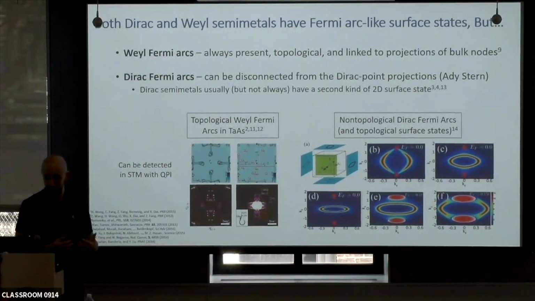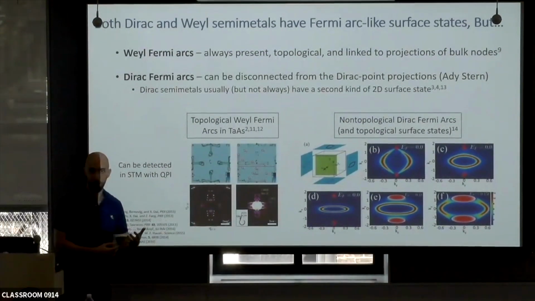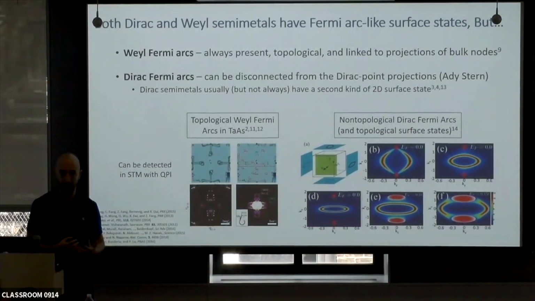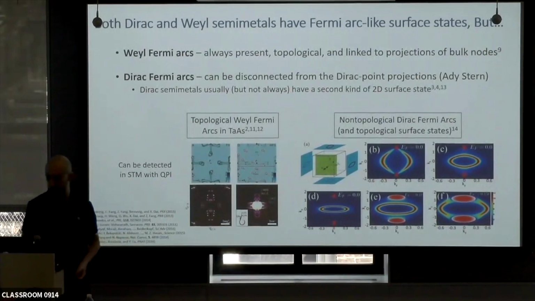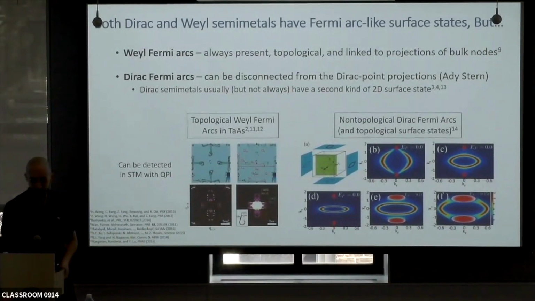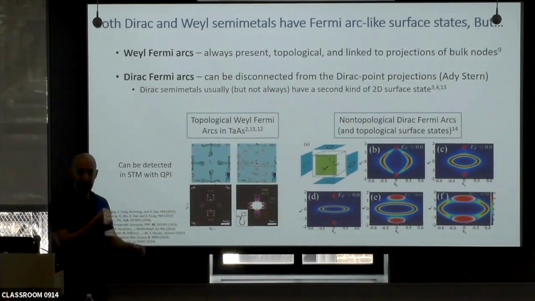Both can be detected with STM and ARPES. But in Weyl semimetals, no matter how I treat the surface, I'm going to see these Fermi arcs. They may have a different connectivity if I add atoms to induce some surface Lifshitz transition or something. But in the Dirac semimetals, while there are sometimes topological surface states, there are also these larger arc-like states that can be removed by adding bulk or surface potentials.